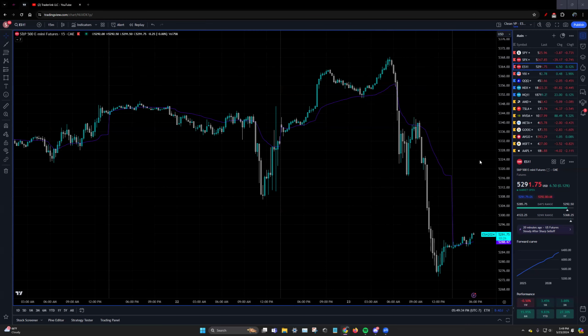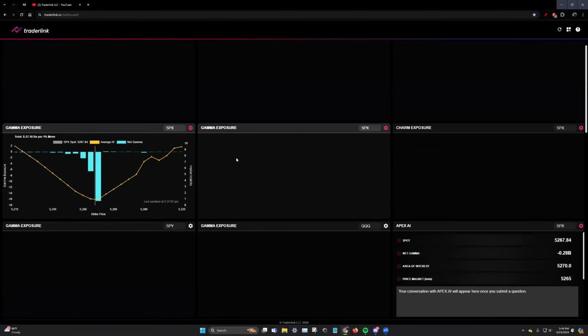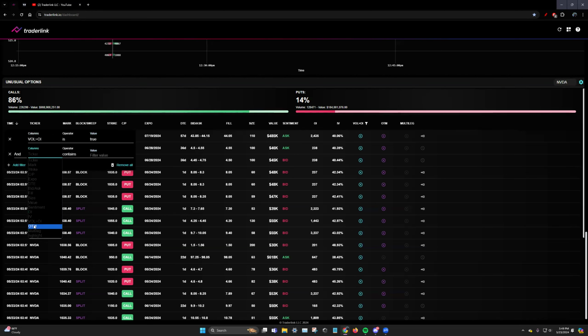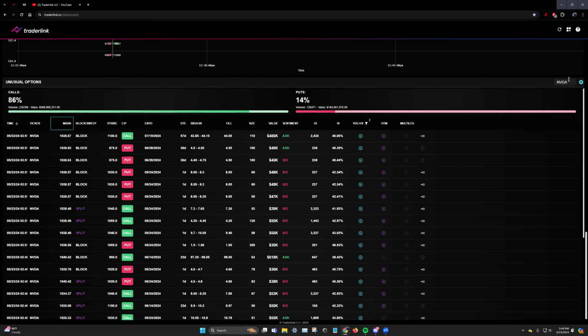Is there a dash module that summarizes live flow? Not as of right now. You can kind of filter everything. My filter suggestions are always going to be this. Volume greater than OI, mark it as true. Add another filter, out of the money, mark it as true. That's going to always be my suggestion.